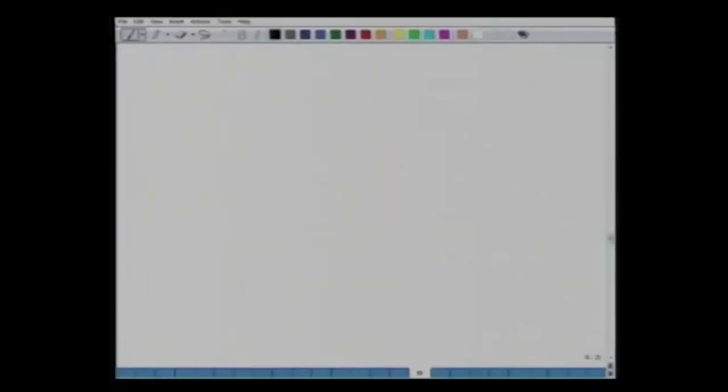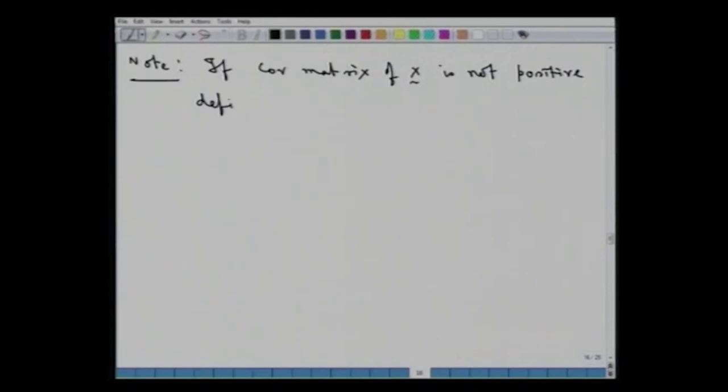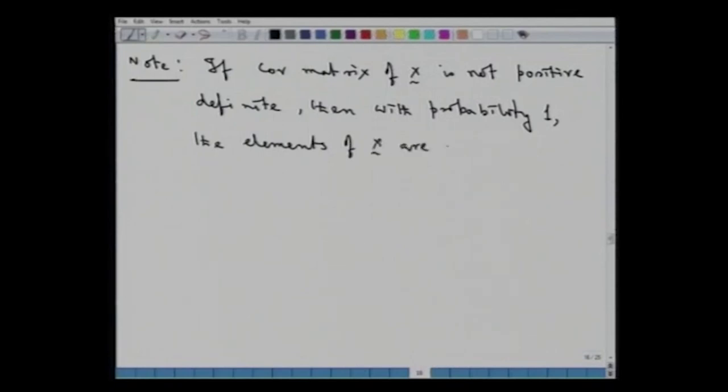We just put it as a note, the following result, that if the covariance matrix of x is not positive definite, then with probability 1, the elements of x are linearly related.